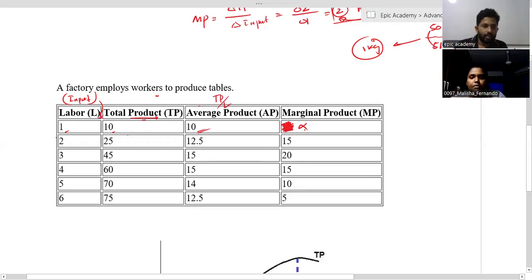Okay, and you are going to add another labor hour. One labor input increase, and your total production becomes 25. So how can you calculate the average production? TP divided by L. TP is 25, divided by 2. So it becomes 12.5.